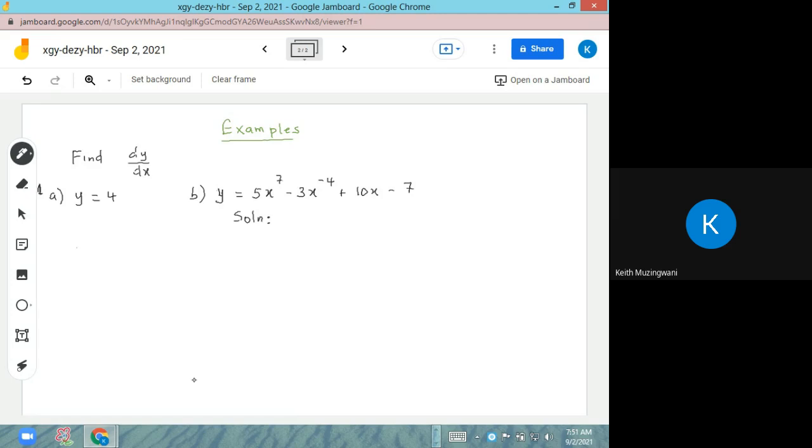The derivative of the constant is 0, because remember that when you are doing binomials, we said this number here can also be written as 4x to the power 0. So if you use the power rule, you have 4 multiplied by 0 x to the power 0 minus 1. So we get 4 times 0 is 0. That's how we get that derivative there.